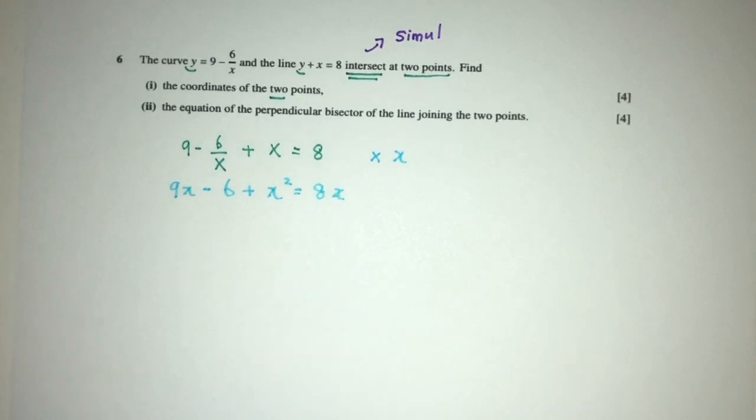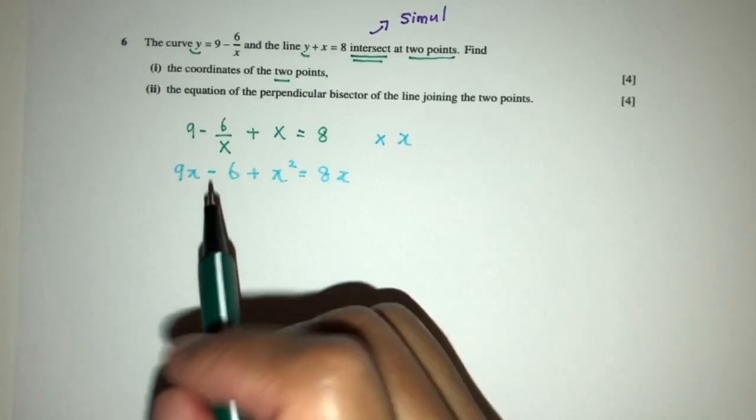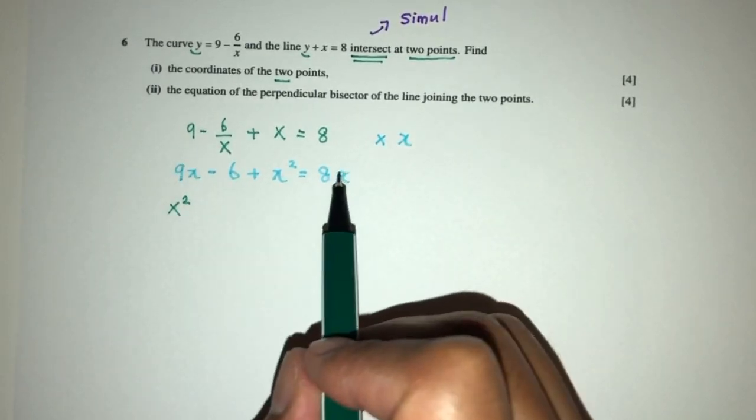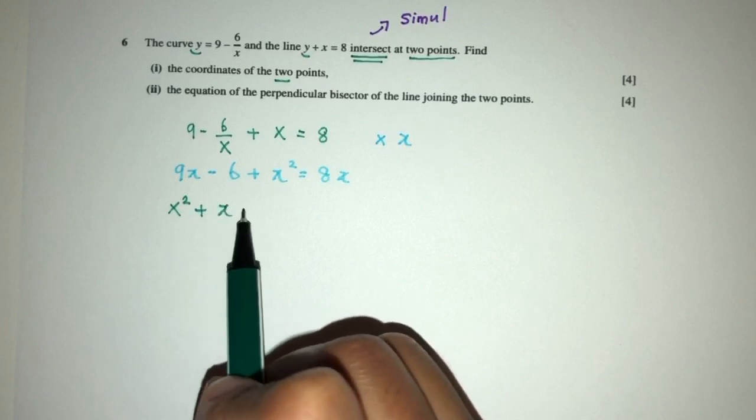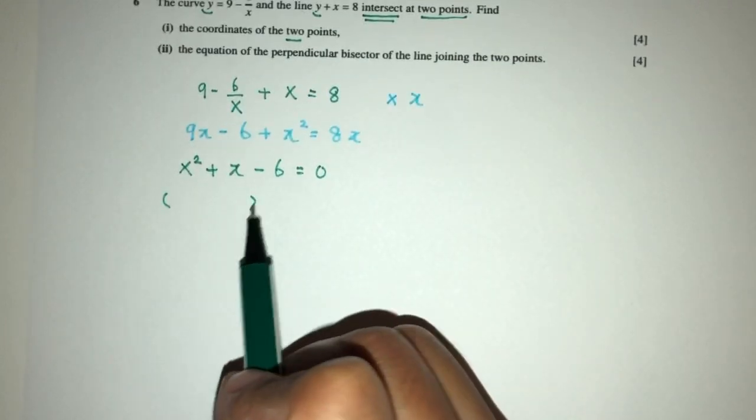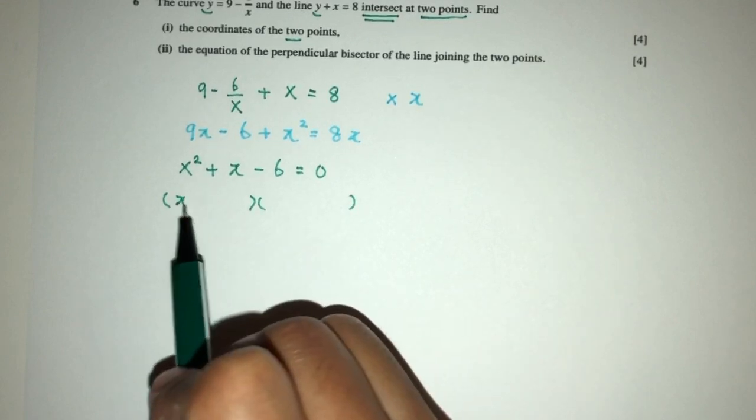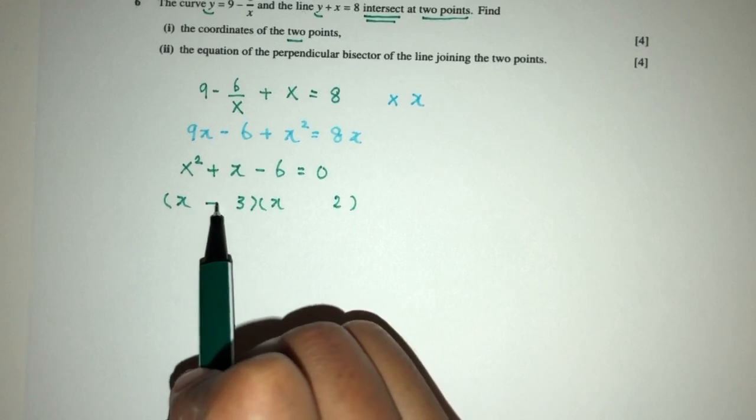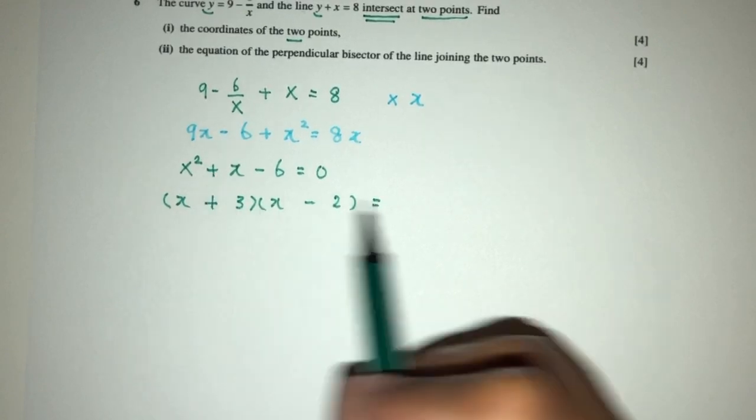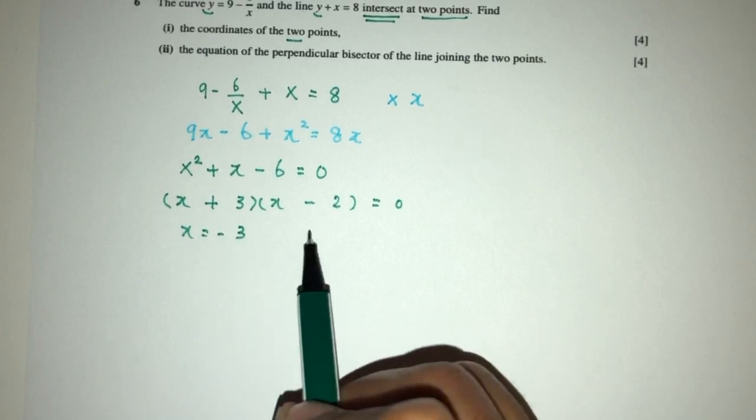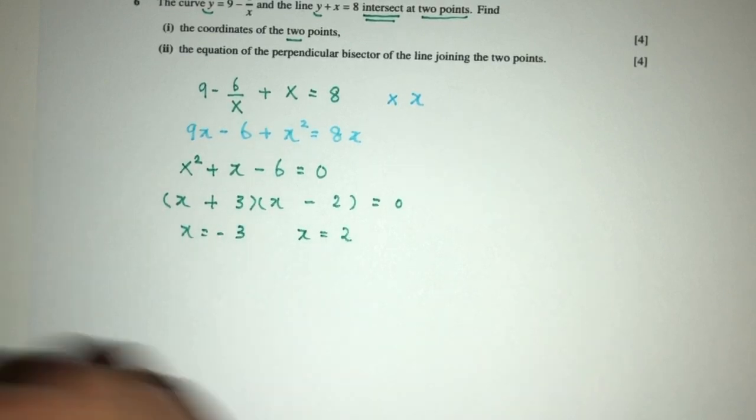Simplify. Let's send everything to one side. You will have x², then 9 - 8, that should be + x - 6 = 0. So simplify. That will be (x + 3)(x - 2), 3 times 2 gives 6, and 3 minus 2 gives plus 1. So you will have x = -3, x = 2.